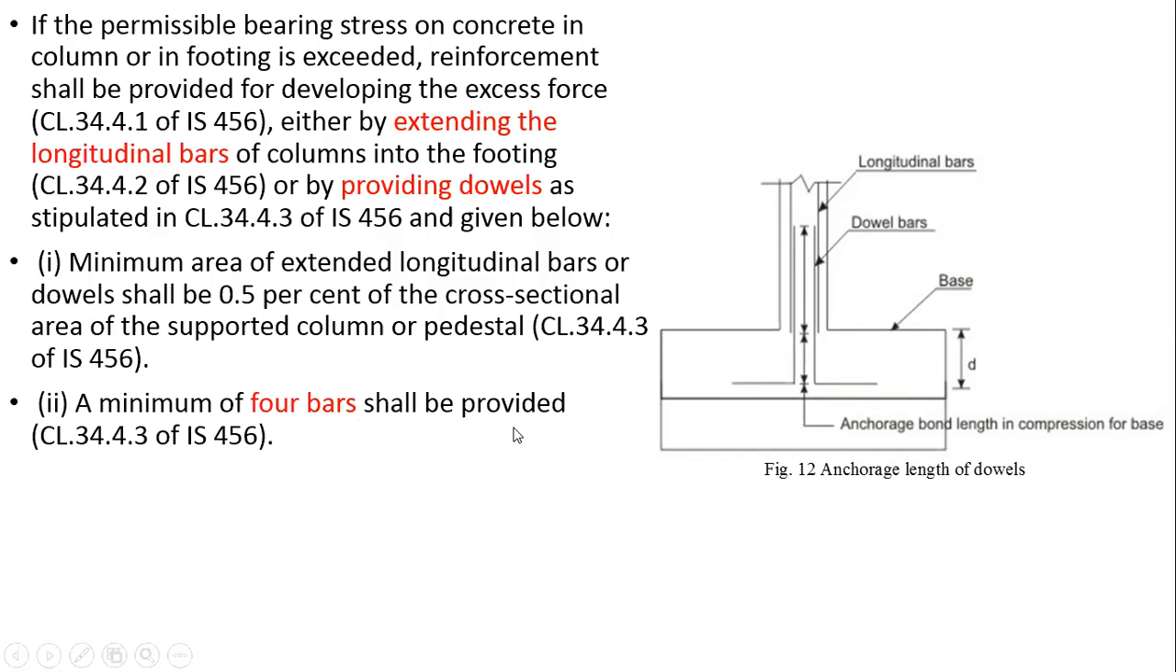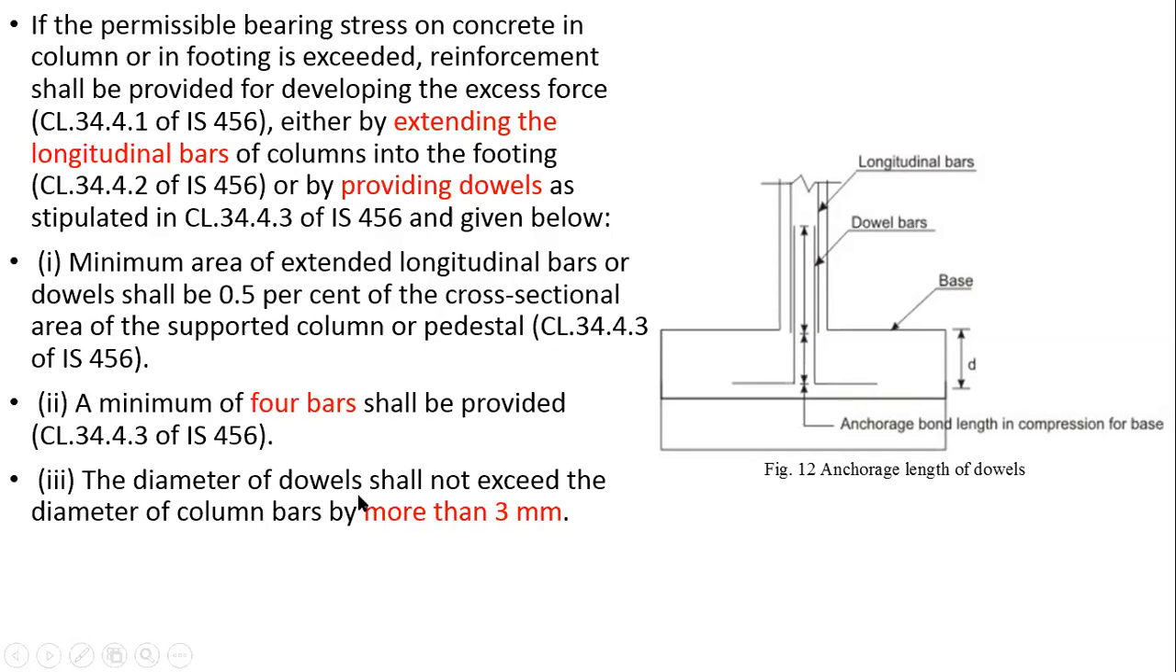A minimum of 4 bars shall be provided. One here, one here. We have 4 faces on the column, so we have to provide 1 bar at each face: 1 bar here, 1 bar here, and 2 bars on the opposite side of the column. The diameter of the dowel shall not exceed the diameter of the column bars by more than 3 millimeters.